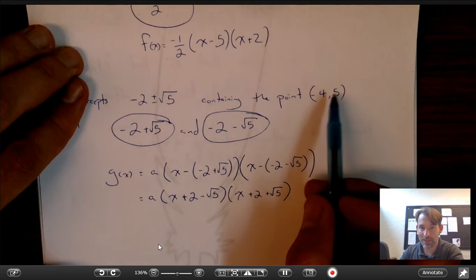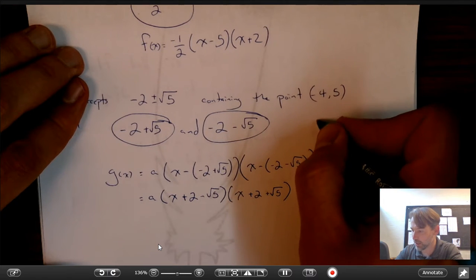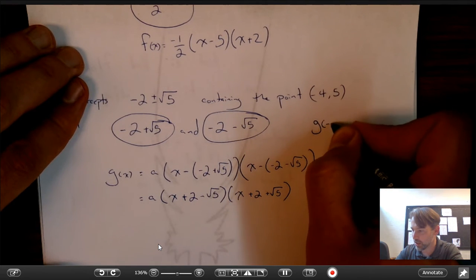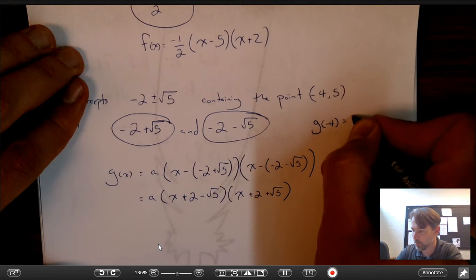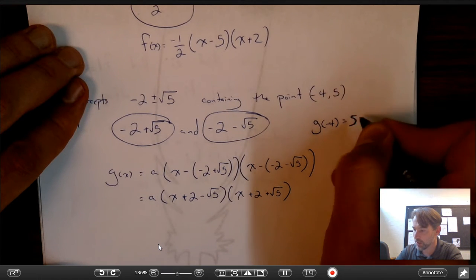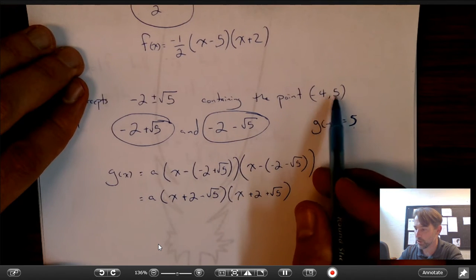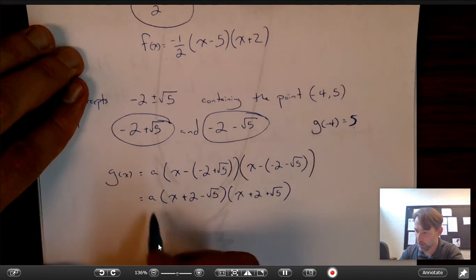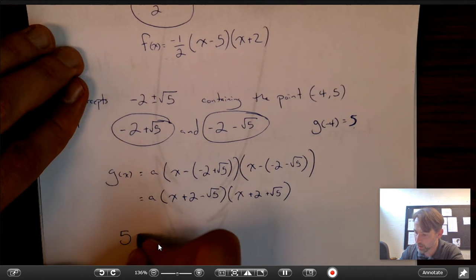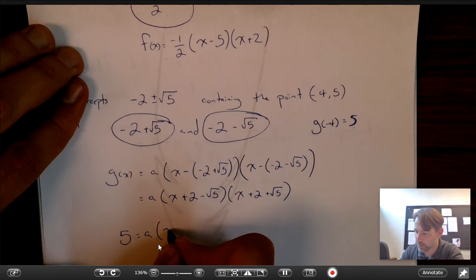Right, now let's take this point here. This is saying that when g of negative 4, this outputs a 5. Okay, that's writing this point in function notation. There's my x, there's my y, there's my output, there's my input. Okay, so put the output over here. 5 is equal to a times x. Oh, sorry, x is negative 4.